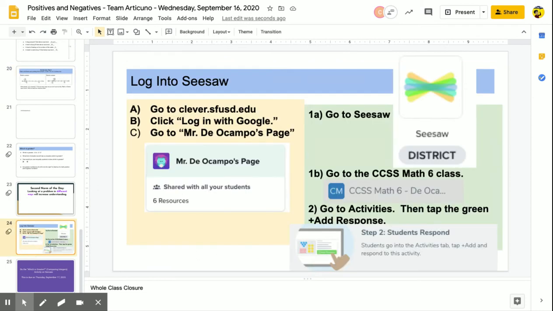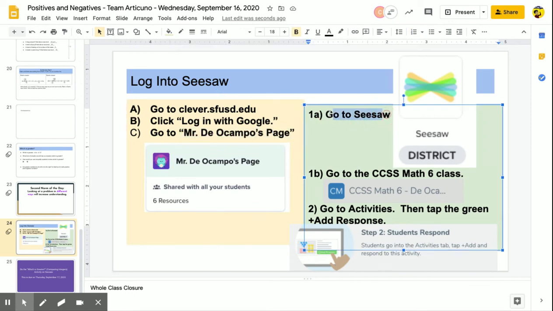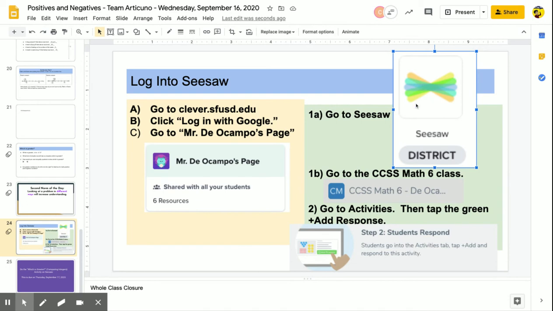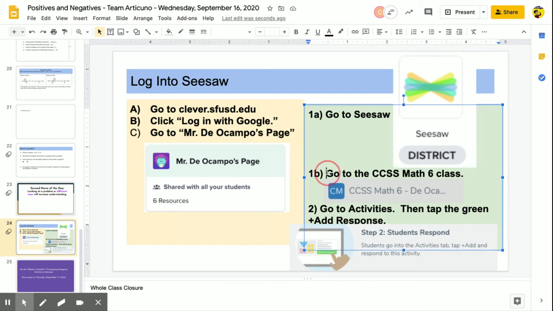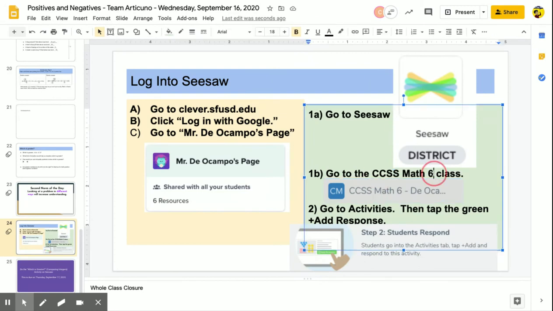Seesaw is where you find your asynchronous assignment. In Seesaw, you're going to go into Clever. You need to go to that website. This is really important because your homework's on here. You're going to go to Clever, log in with Google, and go to that page. Then you're going to go to Seesaw, which is right here. You're going to click that logo, and then you're finally in Seesaw. After you get into Seesaw, you're going to look for our class, CCS Math 6. Now, it might say 6.2, 6.3, 6.1, whatever it is, as long as you're in the math class.